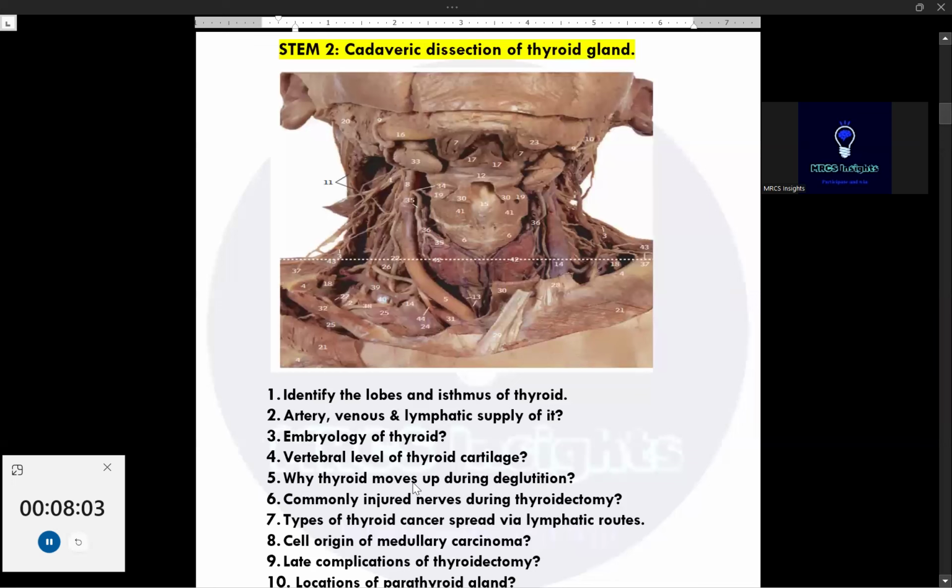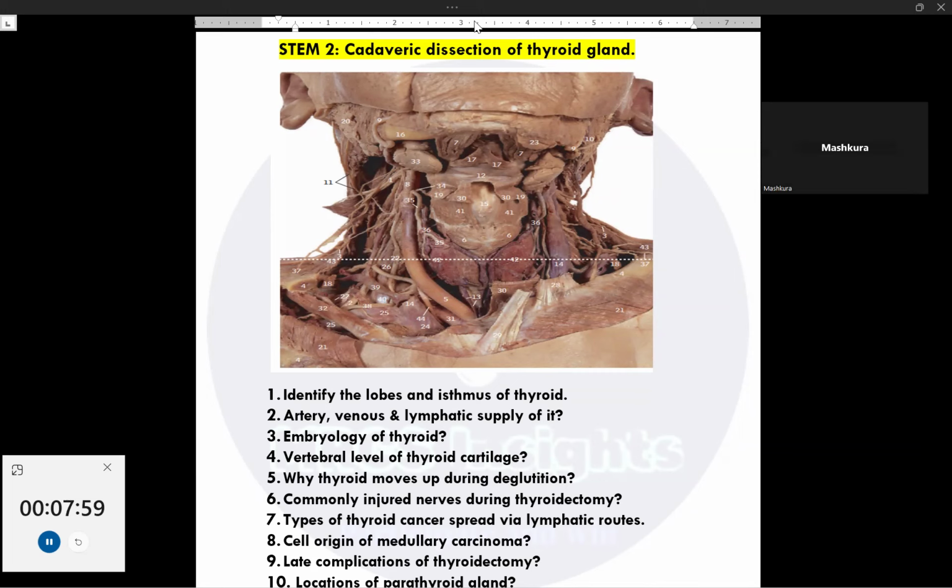Okay, so why does the thyroid gland move up with deglutition? The thyroid gland is enclosed by the pretracheal fascia, which is attached to the hyoid bone and the thyroid cartilage. When we swallow, the hyoid bone is pulled upward by the suprahyoid muscles. As a result, the thyroid gland also moves up, because the pretracheal fascia is attached to it.